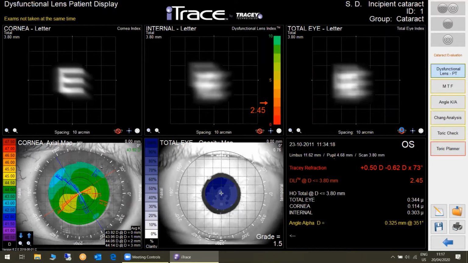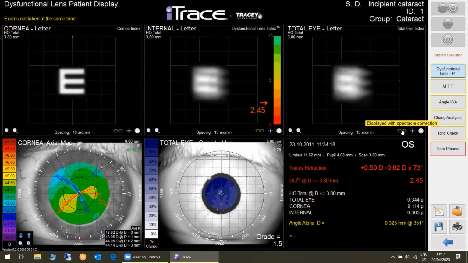And if you click one time, then you will see that they take away the sphere. And if you click once more, now you have full spectacle correction. It means this is best corrected visual acuity when you take away the astigmatism. So you see here, it doesn't change wearing glasses, yes or no.